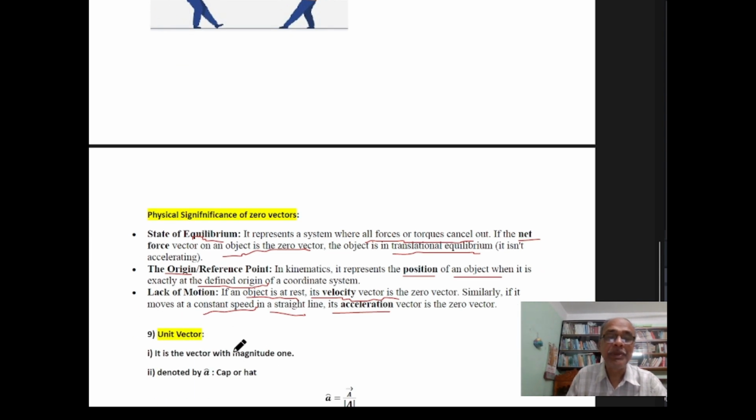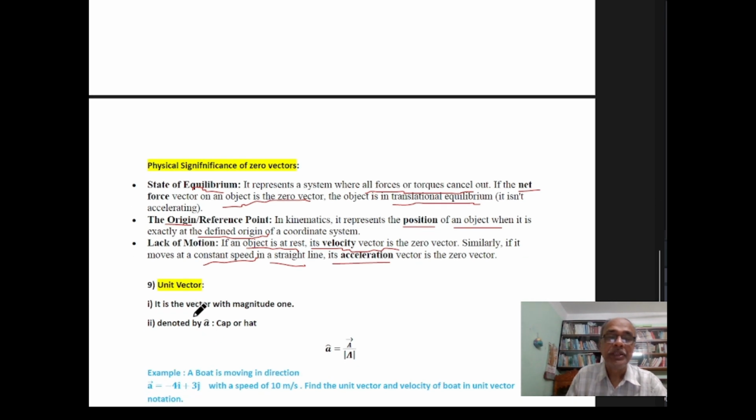Unit vector. You see, the term is unit, so it is nothing but 1 unit. So the magnitude is 1. It is denoted by this symbol, cap, A cap. This is the cap, or hat. And what is the value? A cap equals vector A divided by the magnitude of that vector.